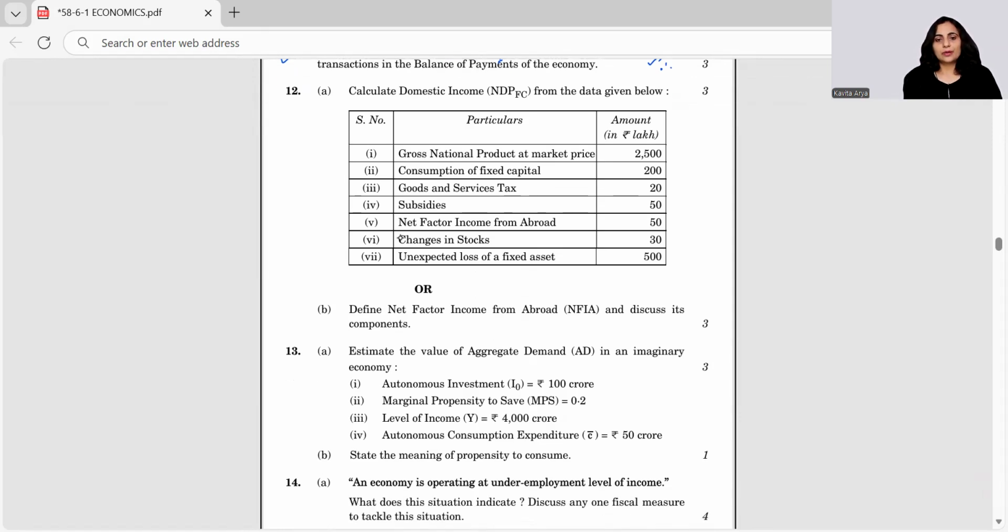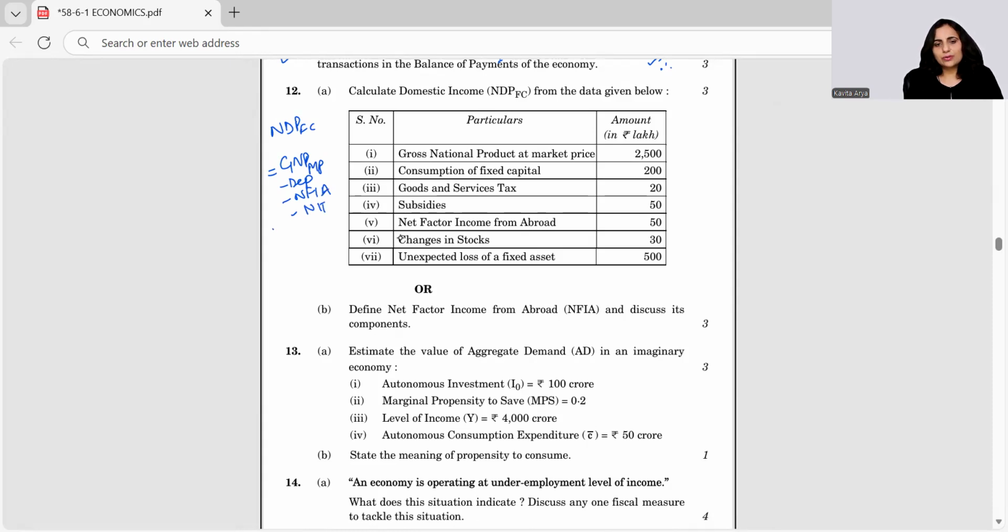Then you have question number 12A part: calculate NDPFC, and we are given GNP at MP. So GNP at MP is given and we need to find NDPFC. So how do we equate? We have to subtract the depreciation from national to domestic. We have to subtract NFIA. From MP to FC, we have to subtract NIT.